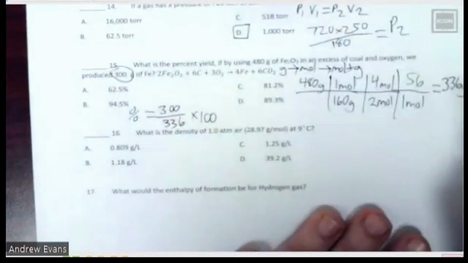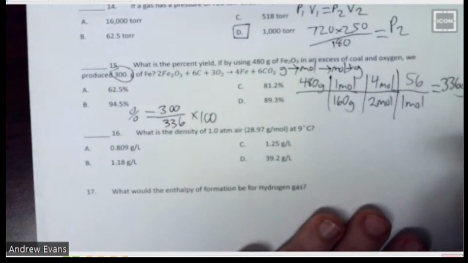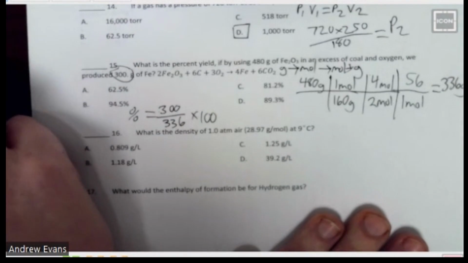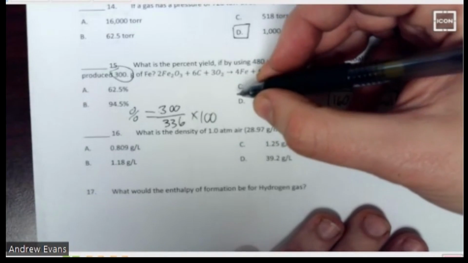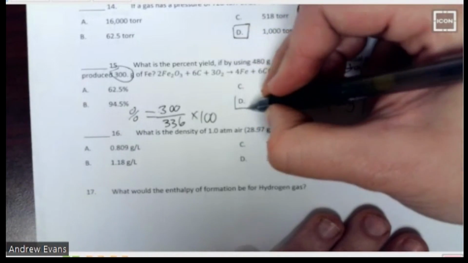Percent yield is actual divided by theoretical times 100. Well, the actual is given. The theoretical, we just calculated. So 300 divided by 336 is 89.285%, which is 89.3.